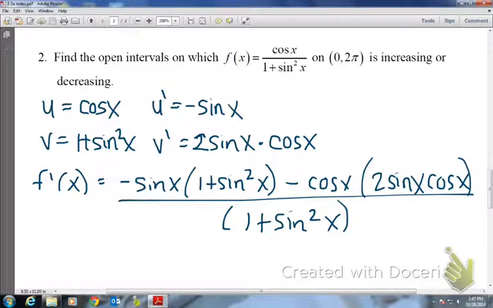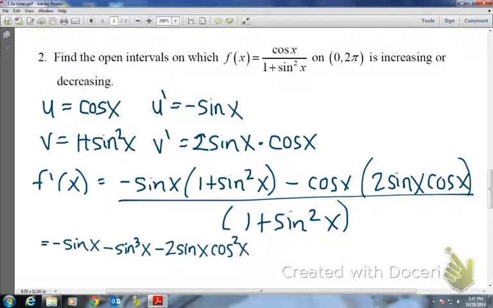If I simplify that, let me write it a little bit smaller so we can fit all this on there. If I simplify that top part, I get negative sine of x minus sine cubed of x minus 2 sine x cosine squared x, all over 1 plus sine squared x.